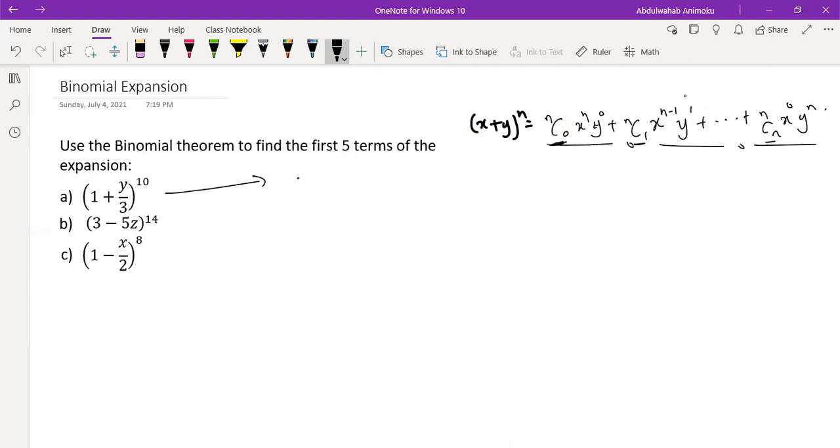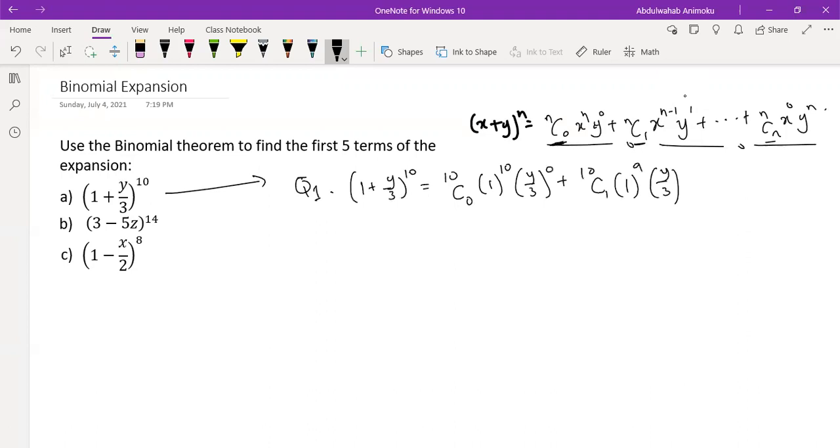All right, so question 1. We have to expand this, the first 5 terms. So remember, the first one would be n combination 0, the first term raised to power the highest power, the second term raised to power the lowest power. Then 10 combination 1 is the next one. Reduce the power of this by 1 and increase the power of this by 1.